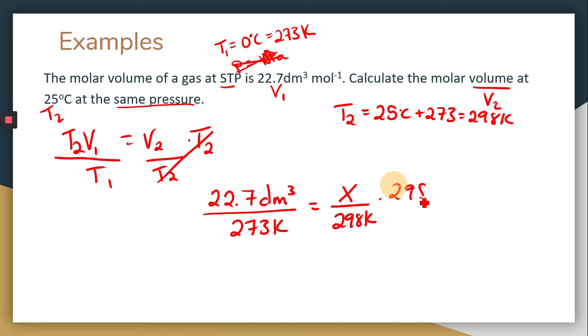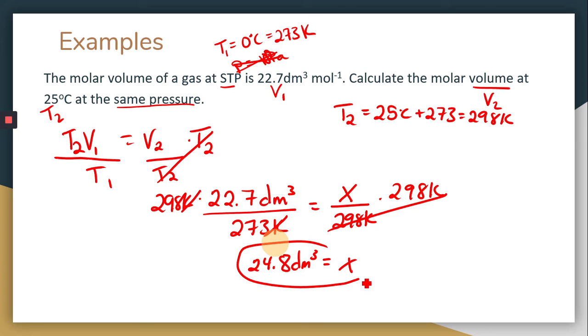So we would multiply both sides by 298 to get rid of the temperature. So X would then equal 298 times 22.7 divided by 273. We want to go back to the numbers that were given to us in the problem, and we have three significant figures. The temperature is also three significant figures because we've converted it to Kelvin. So the answer would be 24.8. Kelvin cancels, leaving decimeters cubed for the unit.